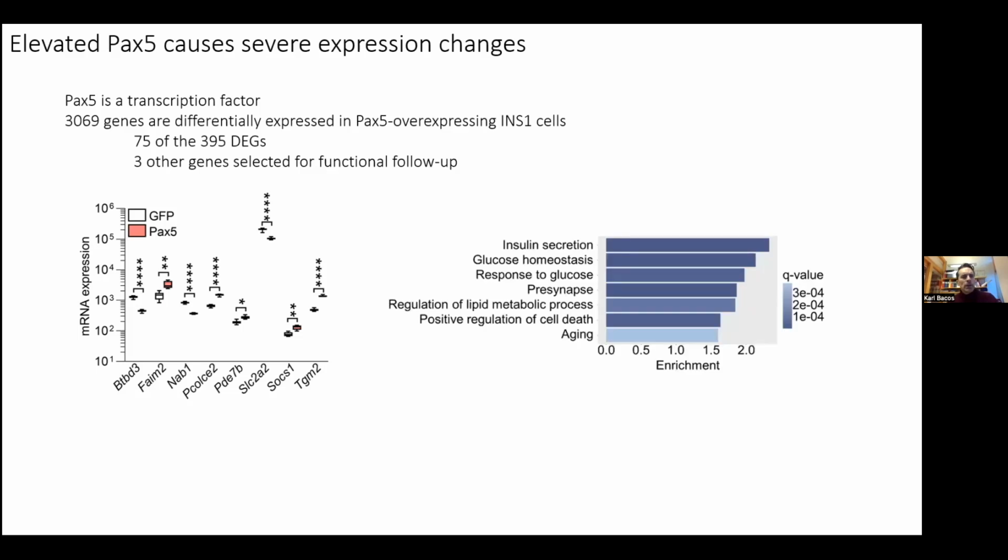And these 3,000 genes were also enriched for some very interesting cellular pathways, for example, insulin secretion, which of course is important in beta cells, glucose homeostasis, regulation of cell death, and so on.